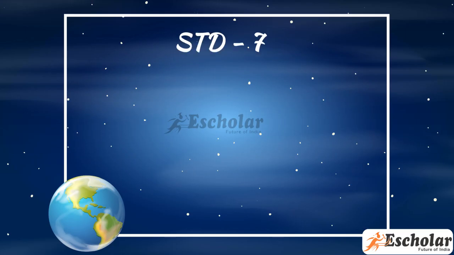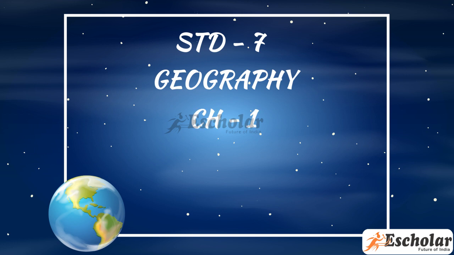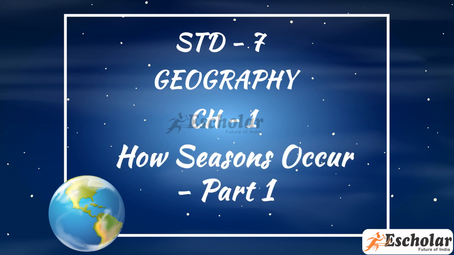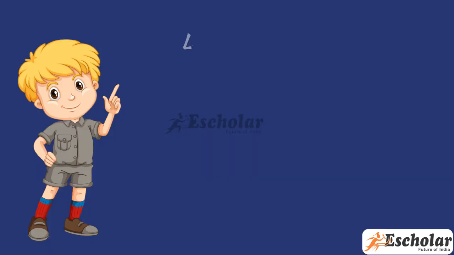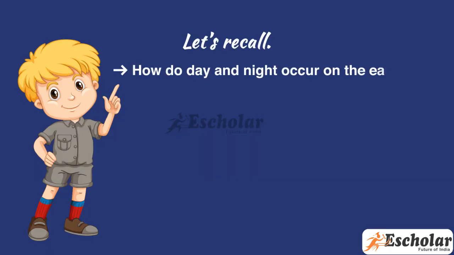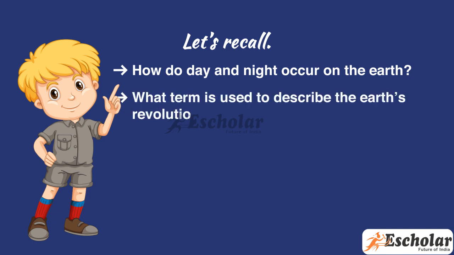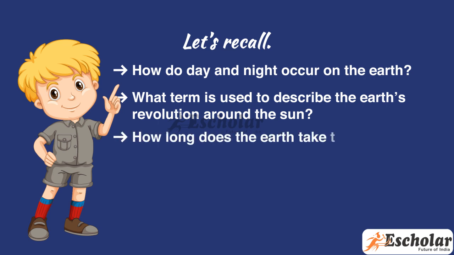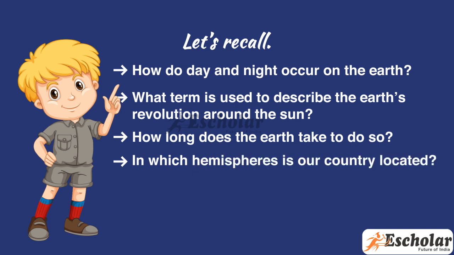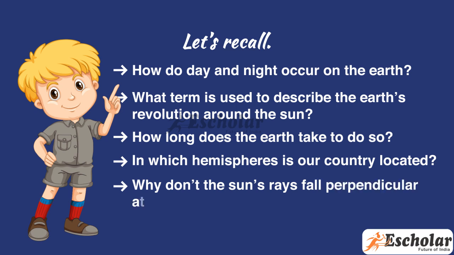Standard 7 Geography, Chapter 1: How Seasons Occur, Part 1. Let us recall. How do day and night occur on the earth? What term is used to describe the earth's revolution around the sun? How long does the earth take to do so? In which hemispheres is our country located? Why don't the sun's rays fall perpendicular at all the places on the earth?